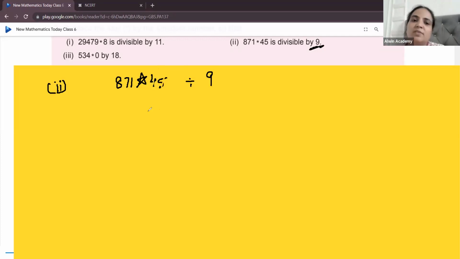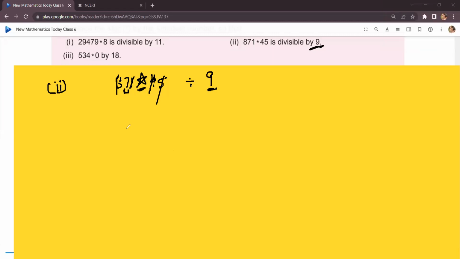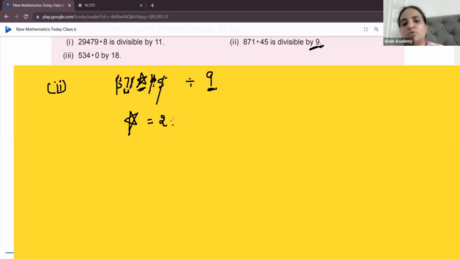So 4 plus 5 is 9, gone. 8 plus 1 is 9, gone. So what is left? 7 is the only number left here. So 7 plus star should be divisible by 9. Tell me, 7 plus what is divisible by 9? 2. Yes, that's so simple. Star should be equal to 2 so that this number becomes divisible by 9.